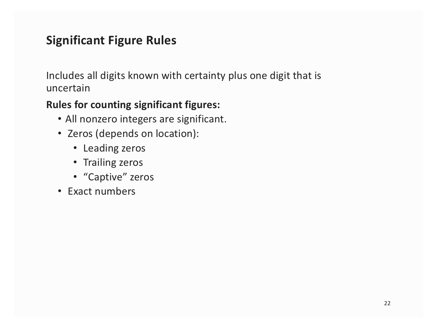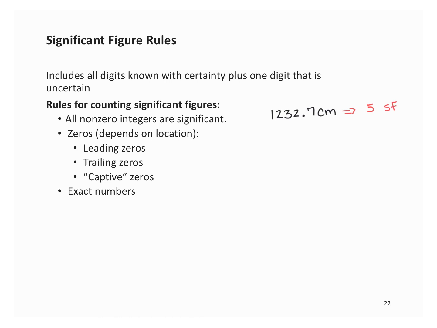So all non-zero integers are significant. So if you have a number that's like 1,232.7 centimeters, okay? When we look at this, all of these numbers are non-zeros, and so that means there would be 5 significant figures, and I abbreviate significant figures as SF.